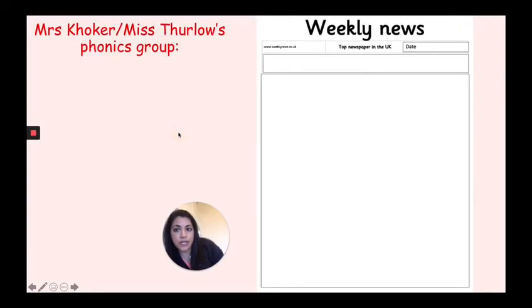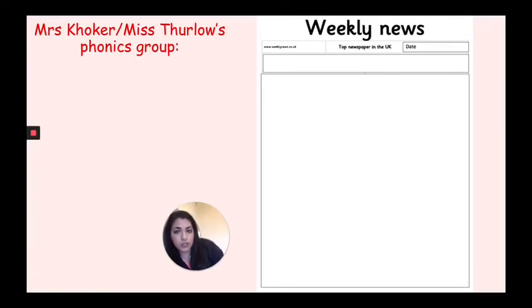And if you're in Mrs. Coker or Miss Thurlow's phonics group, I've got this template up on the Grange website. You need to put the date in, you need to do a nice headline for me, and then you're going to use this whole box to draw a really nice picture as well.